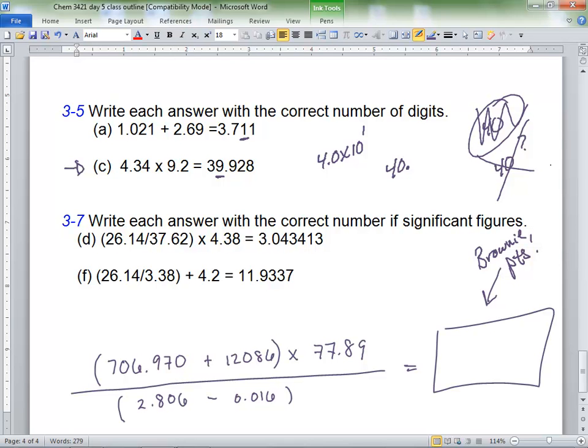What'd you get for the last one? No, for that one. The brownie point question. Oh, I didn't do it. I don't know. I didn't do it. Well, you're not going to get any brownie points.